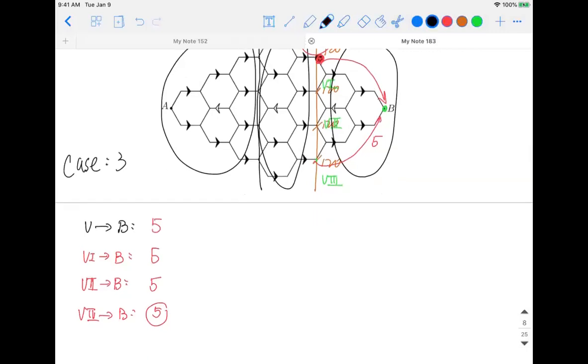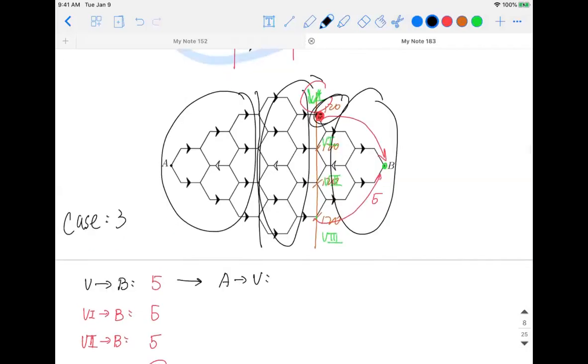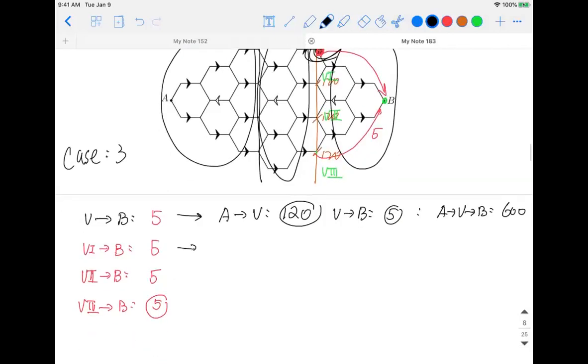Okay, I'm going to do exactly the same thing. Because I know from A to 5, I already calculated there are 120 ways. And from 5 to B, you have 5. So therefore, from A through 5 to B, I have 600. 5 times 120.